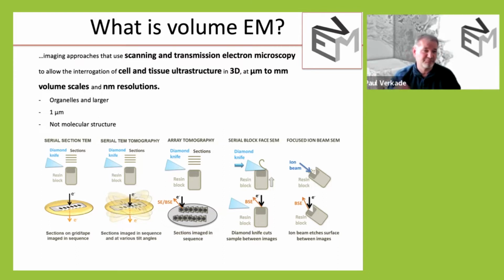Sometimes we say a volume has to be thicker than 1 micrometer. That's not a fixed measure, but that's a way of delineating it from, for instance, a single electron tomogram or cryo EM. Of course, when you do single cryo EM, you're also building a 3D structure, and in principle that has a 3D volume. That is not what we are talking about.